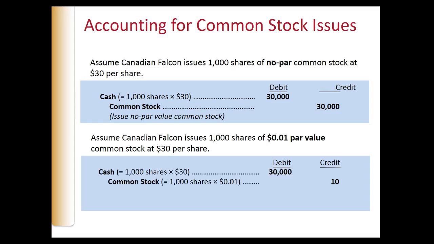Now, what if the company issues par value stock rather than no par value stock? We are going to now credit two accounts. We credit the common stock account for the number of shares issued times the par value per share, and we credit additional paid-in capital for the portion of the cash proceeds above par value. So, for example, assume that Canadian Falcon issues 1,000 shares of 1 cent par value common stock at $30 a share. As shown in this journal entry, the company would credit the common stock account for the par value, 1,000 shares times 1 cent per share gives us $10. The company credits additional paid-in capital for the portion of the cash proceeds that are above par value.